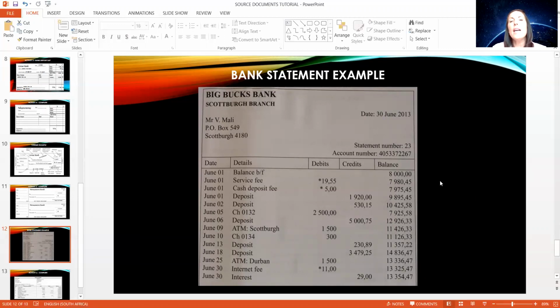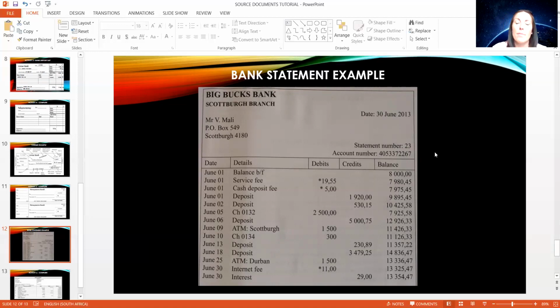All right, so just a couple of things on the bank statement. First of all, in this example, the bank's name is Big Bucks Bank, and it tells us this person holds his account at the Scottsboro branch of Big Bucks Bank. The account holder, the client of the bank, is Mr. V. Marley, and there are his contact details and address details. We can see the date on which the bank statement was issued or printed.